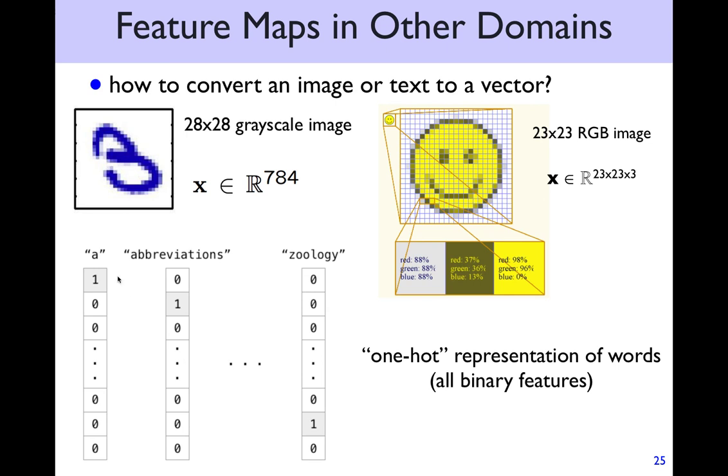If you sort words in an English dictionary in alphabetical order, "a" is the first word, let's say "abbreviations" is the second word, and so on, and "zoology" is, let's say, the second last word. So "a" is represented as a vector where the first dimension is on, the other dimensions are off. "Abbreviations" has the second dimension on, the other dimensions off. And "zoology" has the second last dimension on, the other dimensions are 0. This is called one hot, because only one dimension is hot, and everything else is cold or not fired. One hot representation of words.